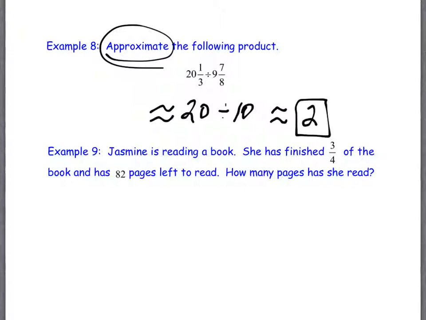Approximation. All right, here's a fun one. Jasmine is reading a book. She's finished 3/4 of the book and has 82 pages left to read. How many pages has she read? A lot. She's read a lot. There's a couple ways to do this particular problem as well. Think about it for a second. Hannah, do you have a suggestion? Wait, are we supposed to study approximately? Oh, no. Nope, this one's going to find it exactly. That's a good question since it follows the approximation question.